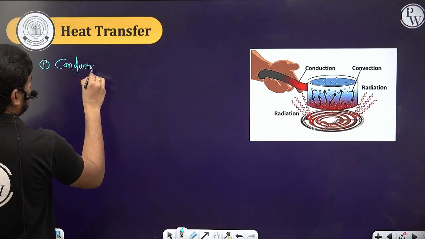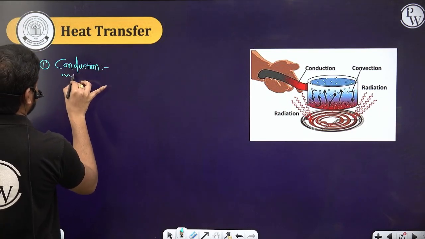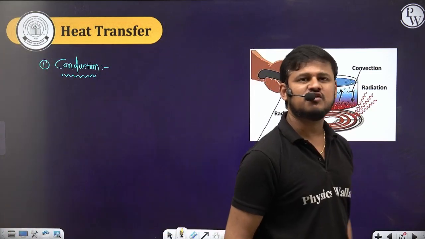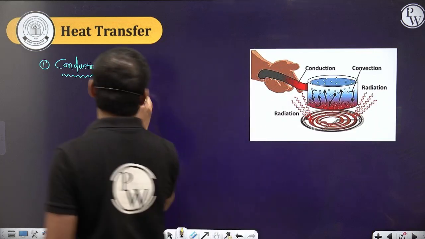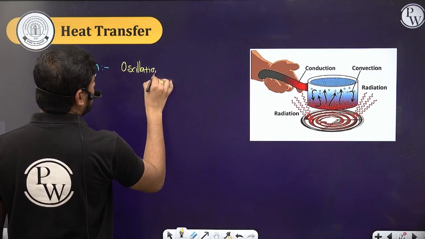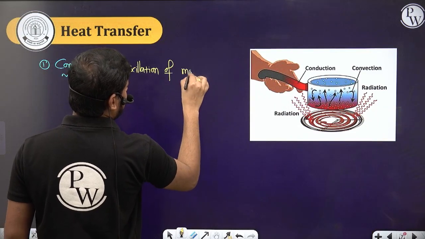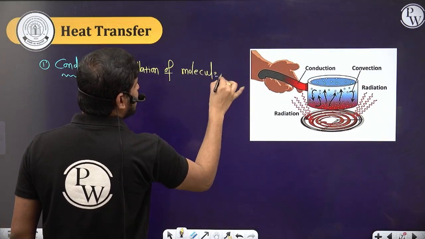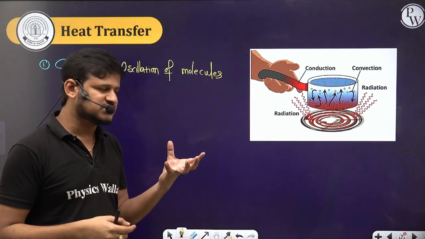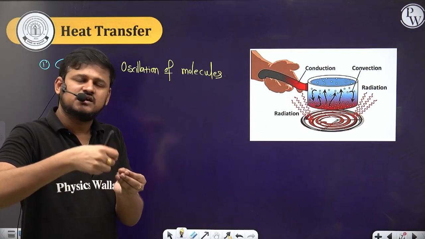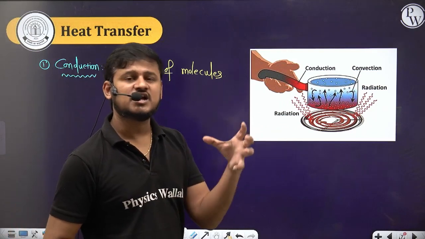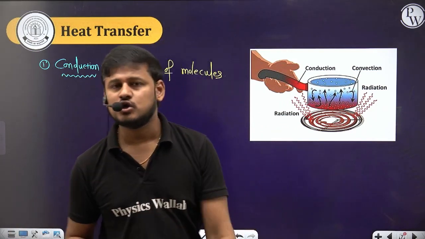So conduction. So first, what is conduction? Conduction occurs due to oscillation of molecules. So here in conduction, the heat transfer takes place from one molecule to another molecule. So the first molecule takes the heat and gives it to the next molecule, and then the second molecule takes the heat and gives it to the third molecule. So like that, the heat transfer takes place from molecule to molecule.